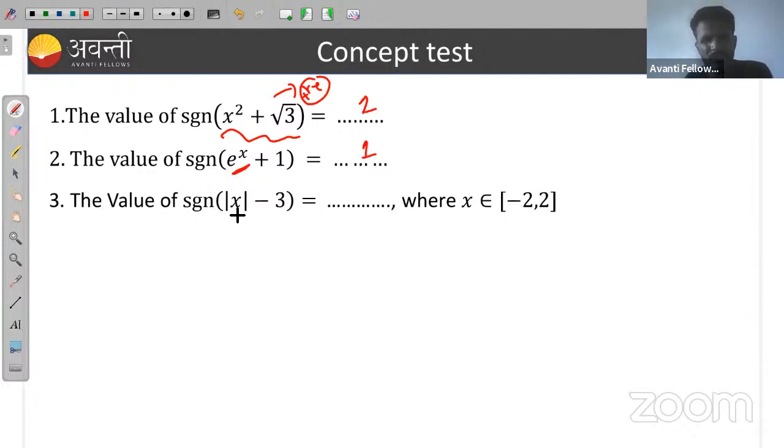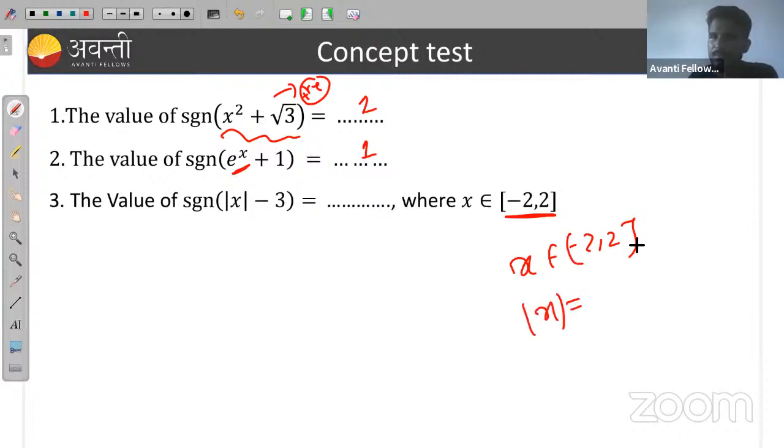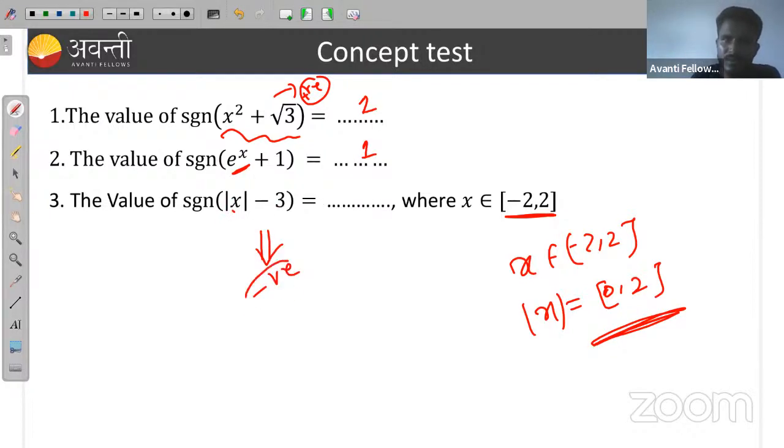And the value of signum function of mod x minus root 3. Mod x is what? x varies from minus 2 to 2. If x belongs to minus 2 to 2, if you take mod of it, you will get what? 0 to 2. Yes or no? And if you take a negative number mod, you will get positive. So minimum value will be 0 and maximum will be 2. So mod x will be 0 to 2. So 0 to 2 number minus root 3. It will be negative. Yes or no? Any number between 0 to 2 minus root 3 will be negative. So that means the answer will be minus 1.